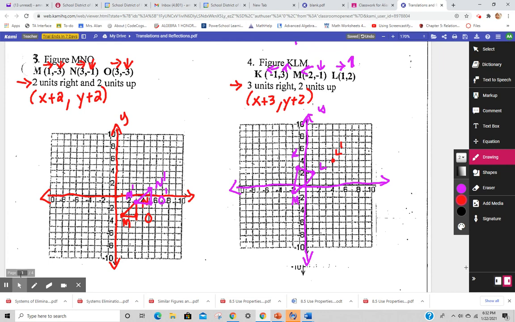Okay, let's do K. 1, 2, 3, 1, 2. This is K prime. 1, 2, 3, 1, 2. And this is M prime. All right, we just connect the points, and that's it. We have our translation. All right, let's go to the next page.